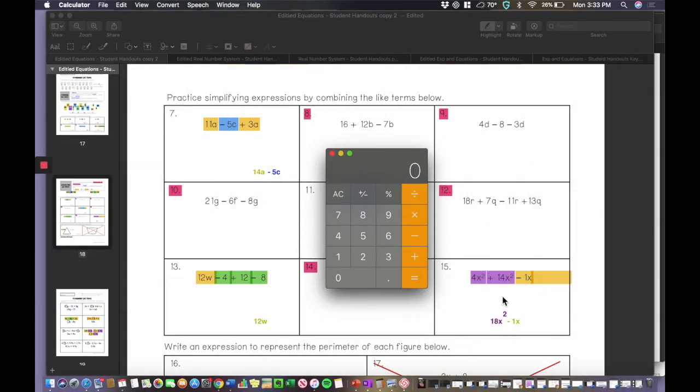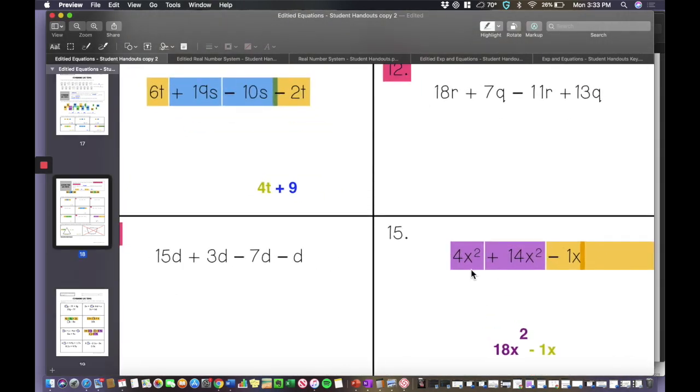So now for number 15, we have 4x squared plus 14x squared take away 1x. These are very similar because they have the same exponent. If they had different exponents, we could not combine them. Because they have the same exponent, we can.